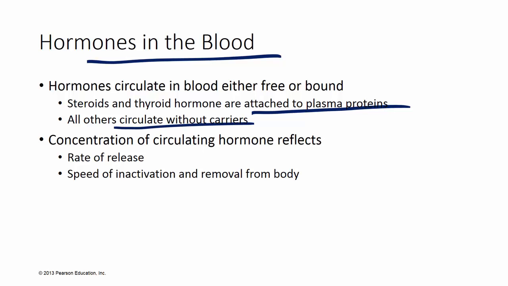All right? And so the concentration of these hormones will basically reflect how fast they are being released. So if they're being released fast, you'll have a high concentration. If they're being released slow, your concentrations will be low. It also depends on how long they stay in the blood. How fast are they inactivated? How fast are they removed from the body? Do they stay for a long time? Do they act for a long time? Or are they short acting hormones?